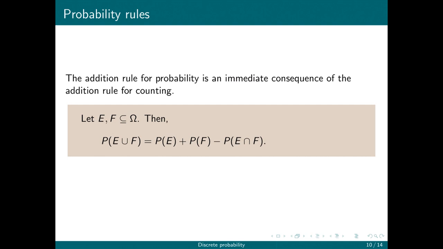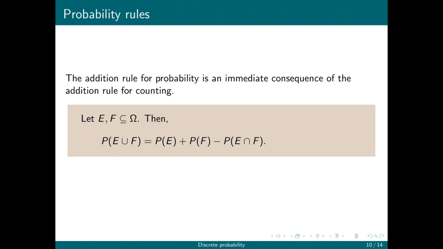Now that we've defined probability and conditional probability, we can start talking about some rules that allow us to calculate more complicated probabilities. The addition rule for probability is an immediate consequence of the addition rule for counting. The idea is the same. You add the individual probabilities and then subtract the overlap.